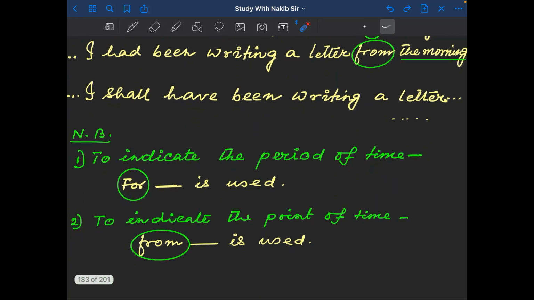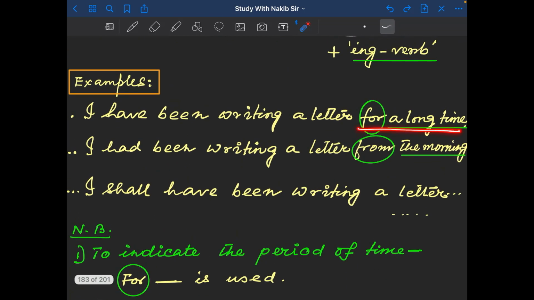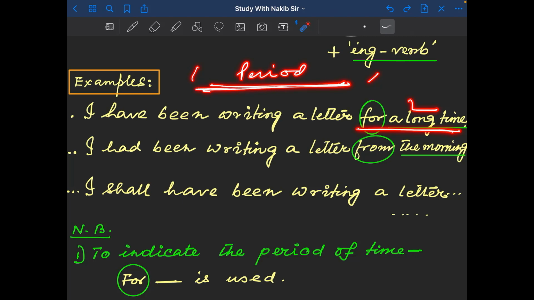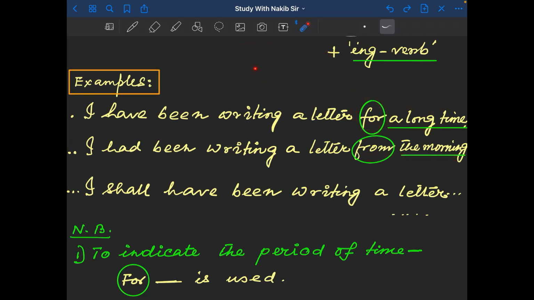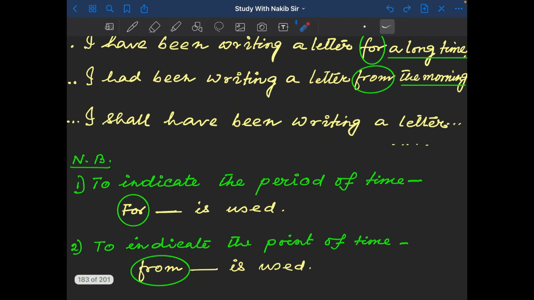Okay. Now see here. Here I said for a long time. For a long time indicates a period of time. It indicates a period of time. When it indicates a period of time, use for. And when it is from the morning, it indicates a point of time. From the morning, this is morning, and from this time. So when it indicates a point of time, use from, and when it indicates a period of time, use for. I have written here, see, note.